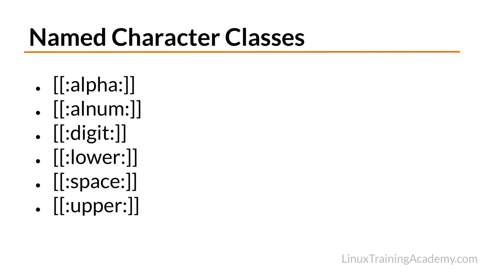Instead of creating your own ranges, you can use predefined named character classes. These named character classes represent the most commonly used ranges. Alpha matches alphabetic letters. This means it matches both lower and uppercase letters. ALNUM matches alphanumeric characters. This means it matches alpha and digits. Said another way, it matches any uppercase or lowercase letters or any decimal digits.